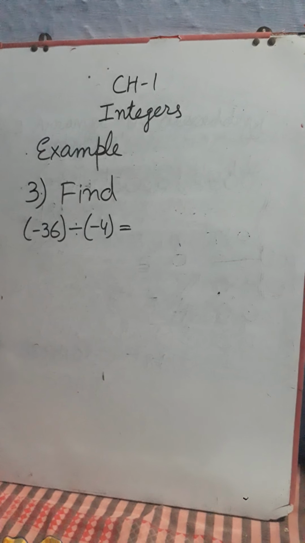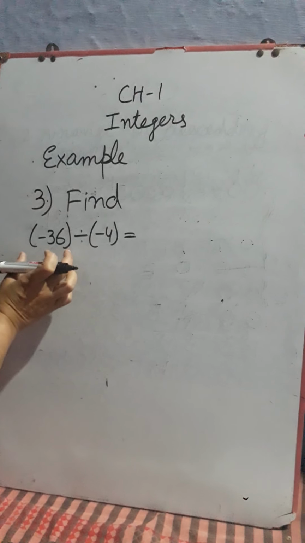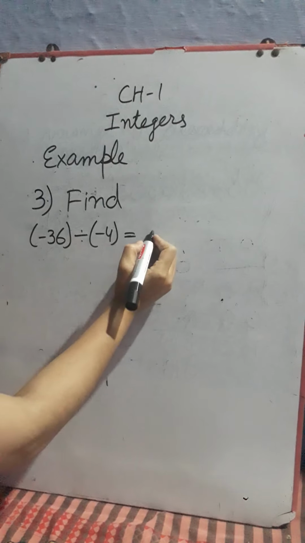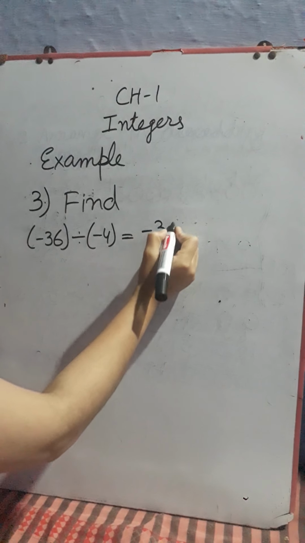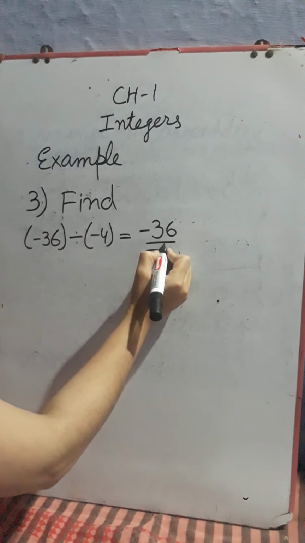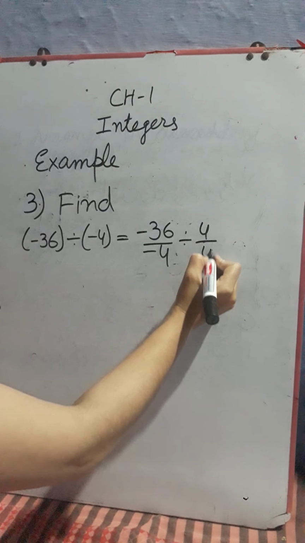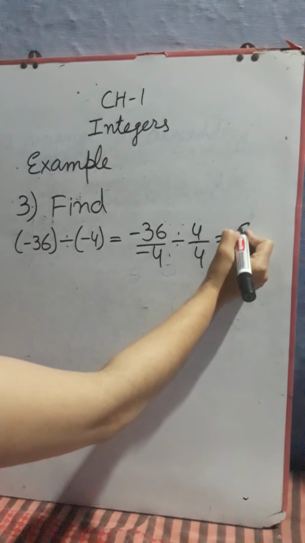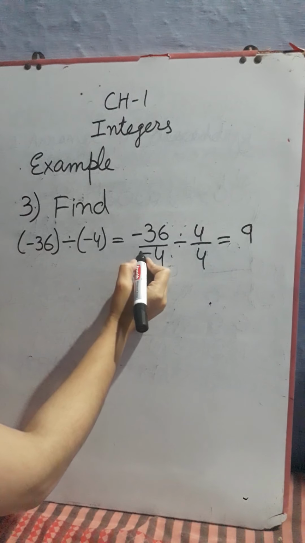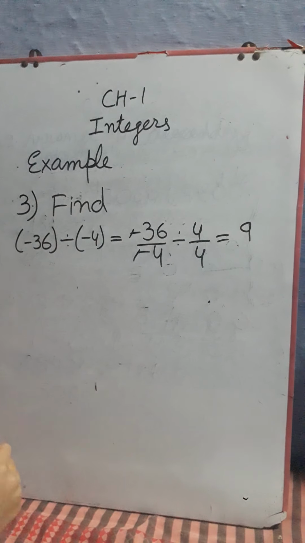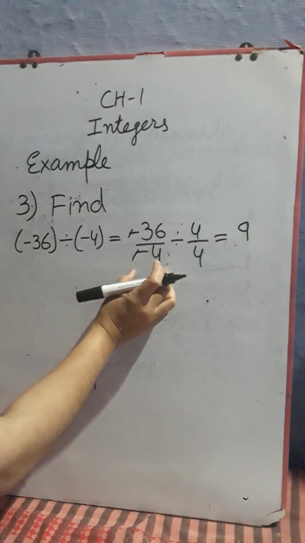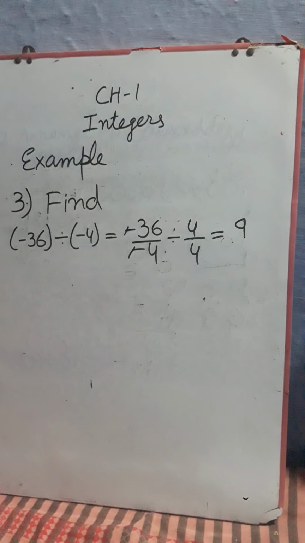Now we take another example. When we divide a negative integer with a negative integer, minus 36 is a negative integer and minus 4 is also a negative integer. It is divisible by 4. What will we get? 9. Minus cancels with minus. If both are negative integers, we will get a positive answer.